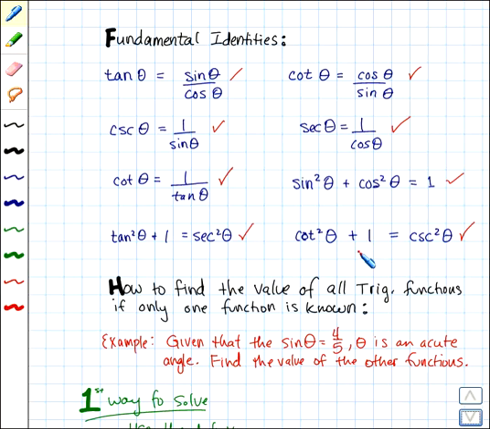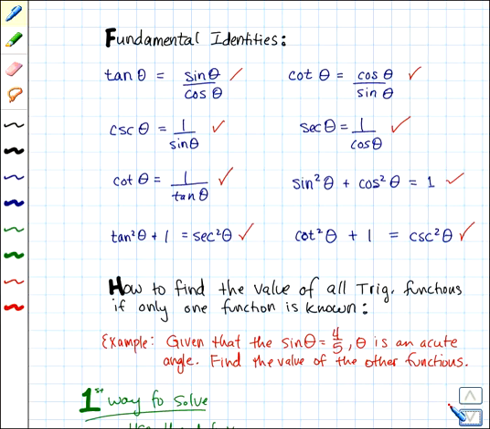Now, we can use either our fundamental identities or the definitions that we learned in the previous section up there before we scroll down to help us find the values of the different trig functions if we only know one of them. So here we're going to go over how to find the values of all trig functions if only one function is known. So an example would be, given that the sine of theta is equal to 4 over 5 and theta is an acute angle, find the value of the other functions.